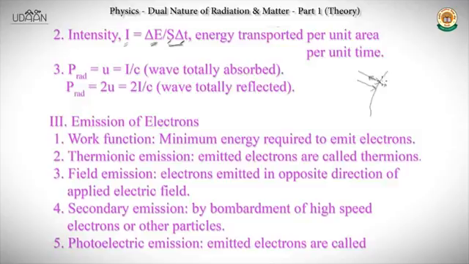There will be a certain pressure exerted on this surface that is known as the radiation pressure. As I told, light can be either absorbed or reflected, and both have different radiation pressures. If it is totally absorbed, you have the formula intensity divided by the speed of light c. If it is totally reflected, you have intensity divided by speed of light c multiplied by 2. That is, it is twice the pressure caused when it is totally absorbed.